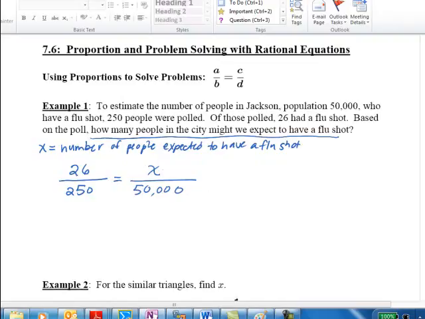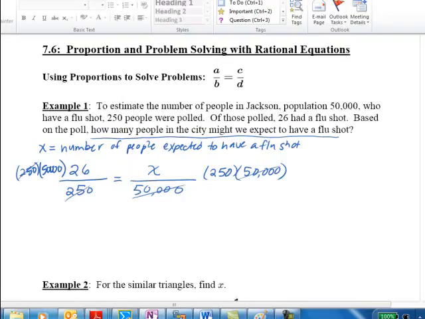And then, because we just have one fraction on each side, when we multiply by the LCD, it's going to feel like cross multiplication, but officially what we're doing is multiplying this side by 250 and 50,000, and also multiplying the other side by 250 and 50,000. So on the right side, the 50,000s cancel, and on the left side, the 250s cancel. So we've got 26 times 50,000.